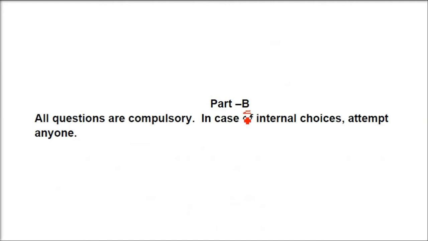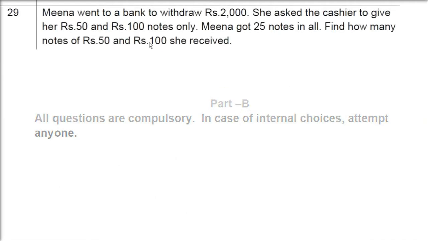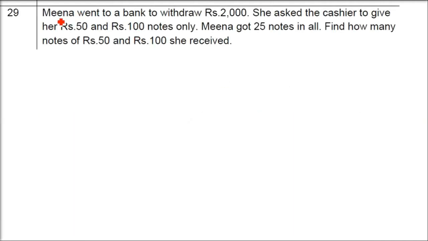So in part B all questions are compulsory, and we have seen certain questions. Meena went to a bank to withdraw rupees 2000. She asked the cashier to give her rupees 50 and 100 notes only. Meena got in all 25 notes from the cashier. Find how many notes of rupees 50 and rupees 100 she received.